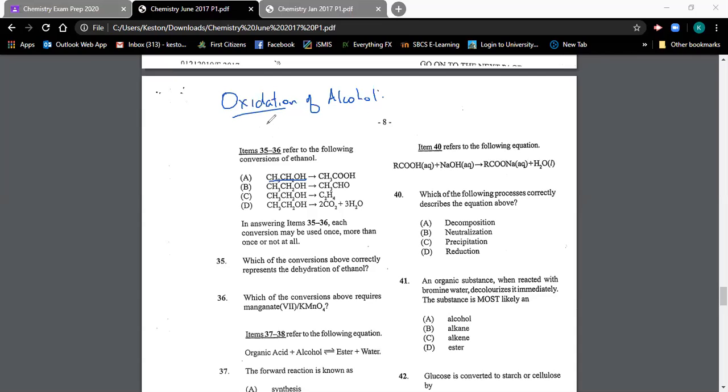The oxidation of alcohol, using potassium manganate or even acidified potassium dichromate, is going to take us from an alcohol to a carboxylic acid. Right, so 36 is A. Are you right with that?